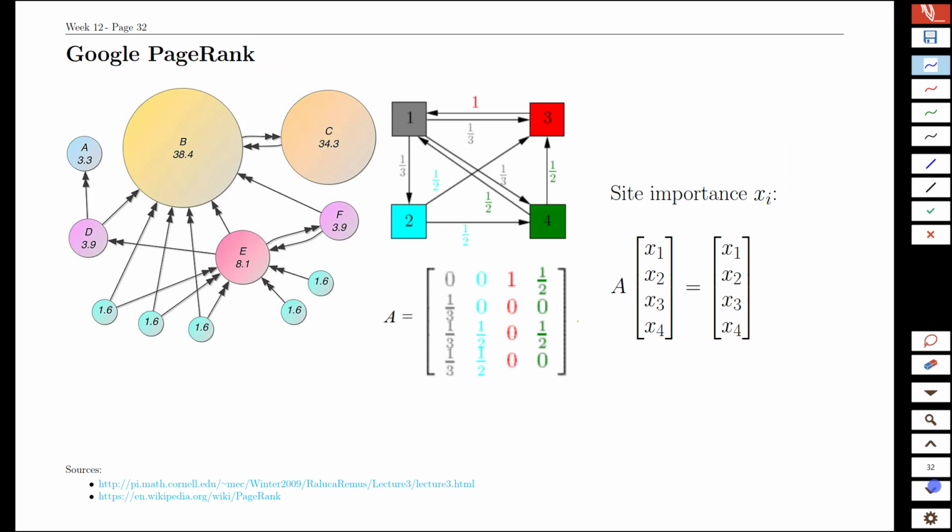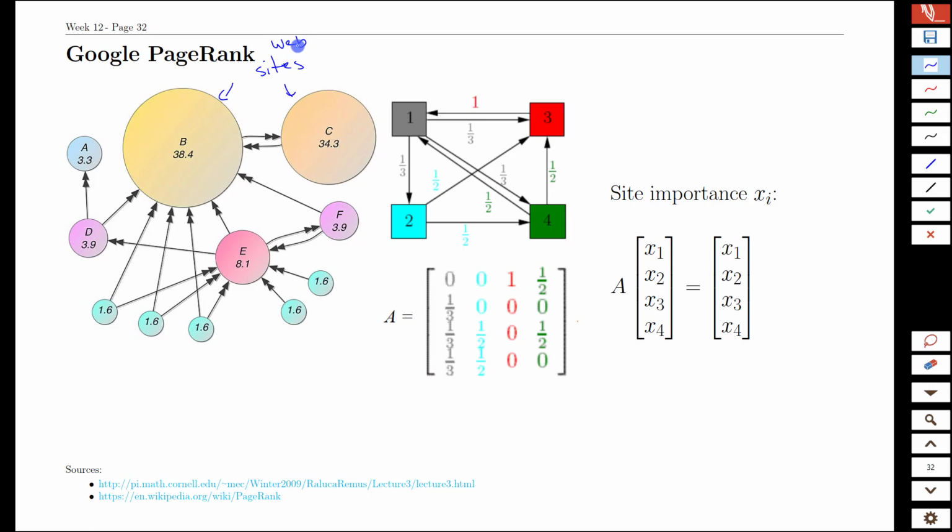As one of the most famous linear algebra examples, one of Google's claims to fame when it first started was the idea of using the graph connection of websites. So all of these things here are websites.